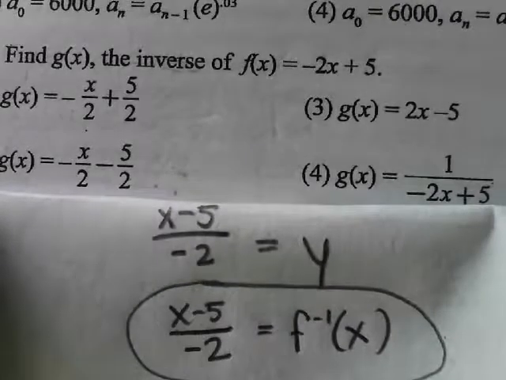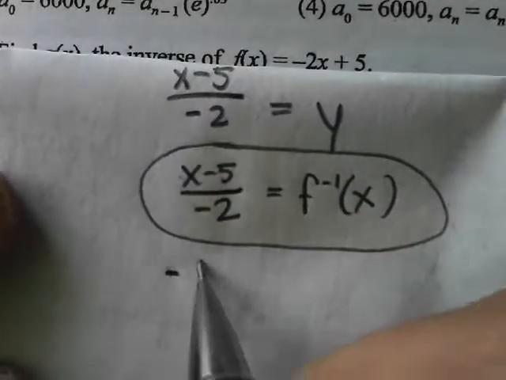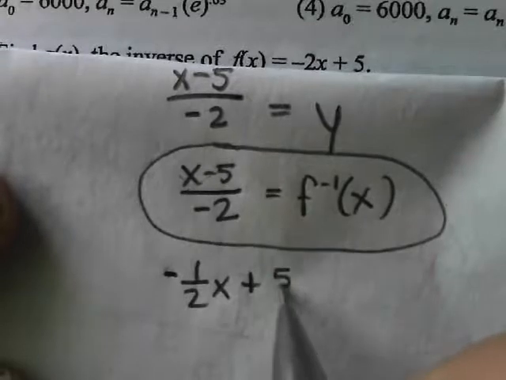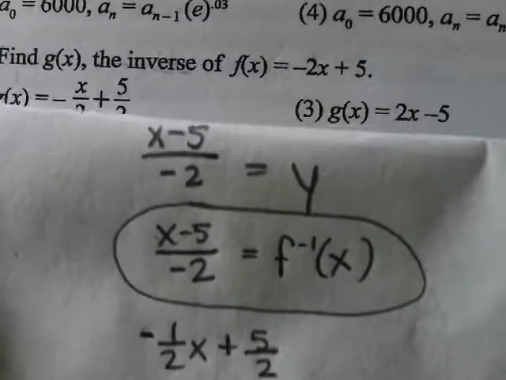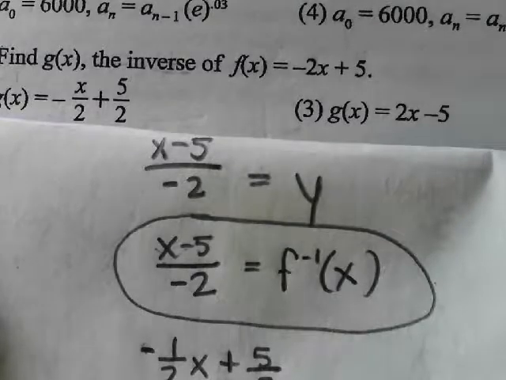I got this right here. Which one is the same as that? Correct, the first one. So you would just divide both pieces by negative 2. That's going to make negative 1/2 x. And then negative 5 divided by negative 2 is going to make it plus 5/2. And so that is option 1. Good?